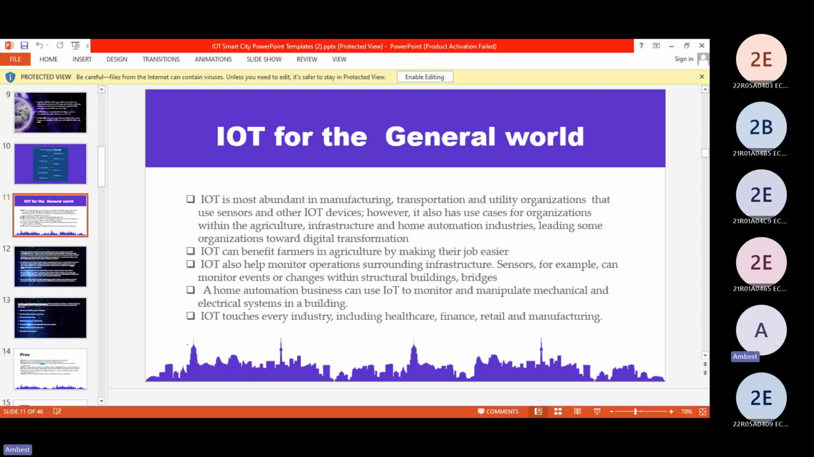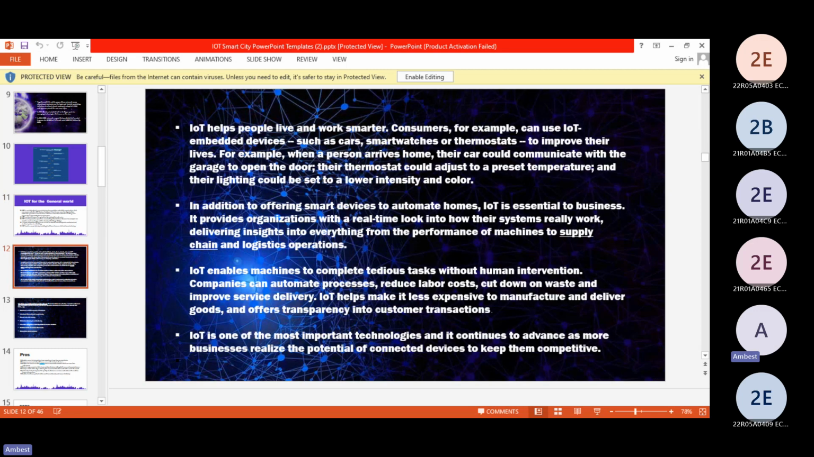Home automation businesses can also use IoT to monitor and manipulate the mechanical and electrical systems in a building. IoT touches every industry, including healthcare, finance, retail, and manufacturing. So this is all about the general world, and it also helps us work smarter and helps consumers. For example, IoT embedded in connected cars, smart watches, and thermostats improves our lives.